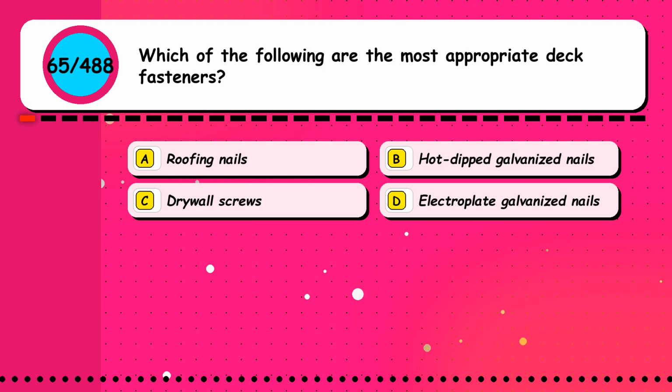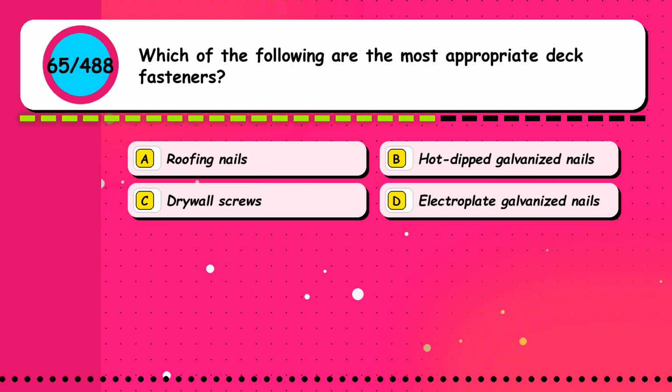Question 65. Which of the following are the most appropriate deck fasteners? Option A, roofing nails. Option B, hot-dipped galvanized nails. Option C, drywall screws. Option D, electroplate galvanized nails.